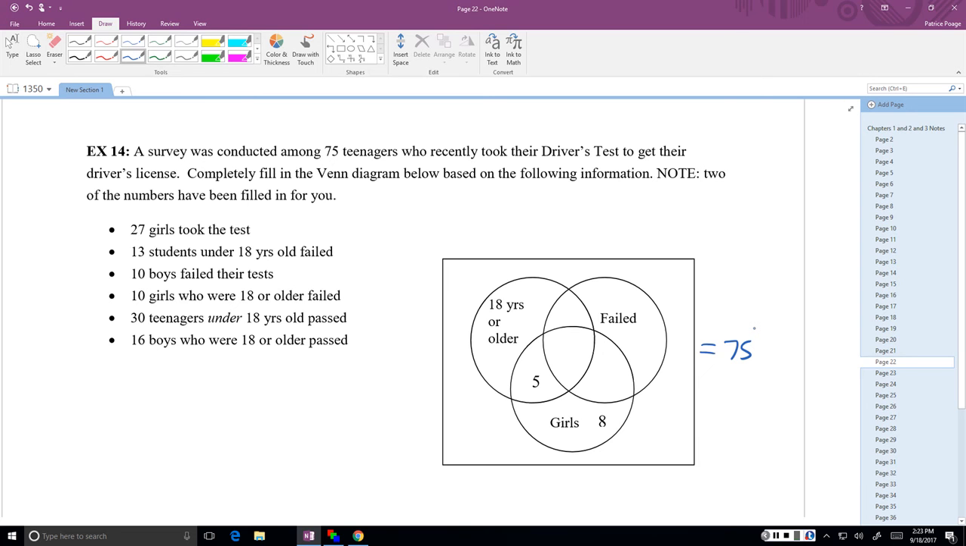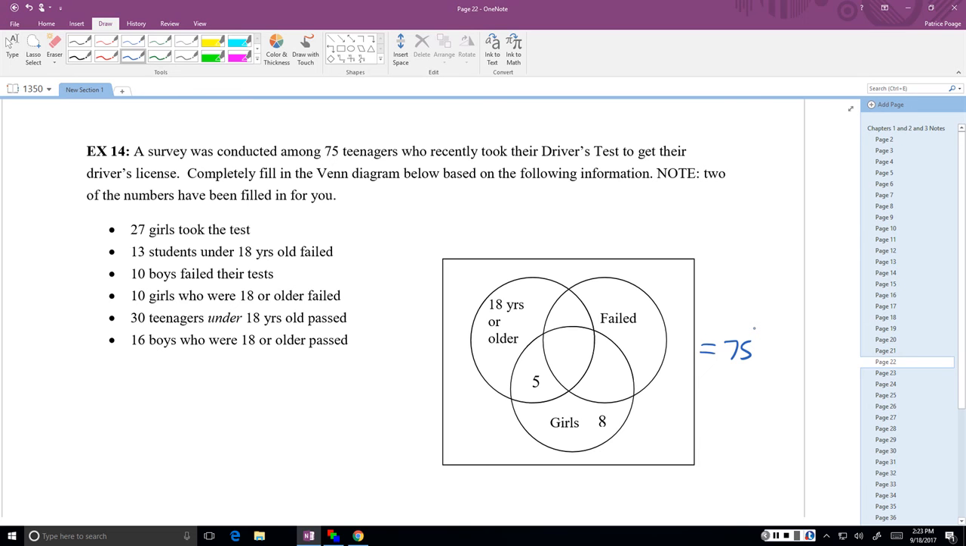Here we go. 27 girls took the test. That means this girl circle needs to add to 27. Can't do it yet. Right? 13 students under 18-year-olds failed. Let me show you how to read this. 13 students under 18, stop. They're under 18. Cover that up with your thumb and say, all these people, they're under 18. And then keep reading. They failed. So instead of all 4 of these, we're talking about just these 2. Can't do it.